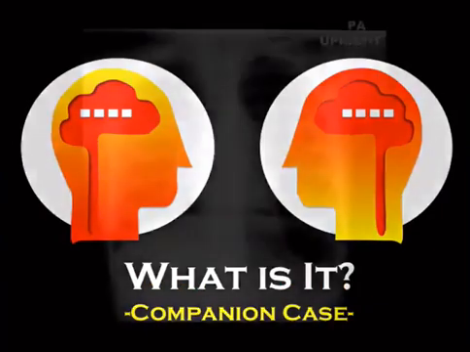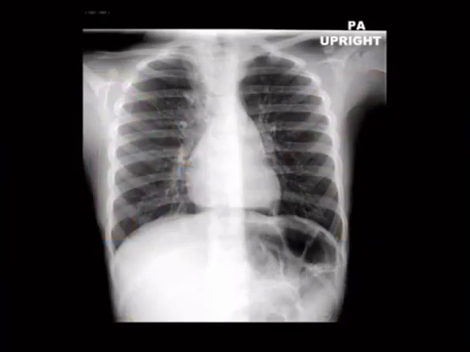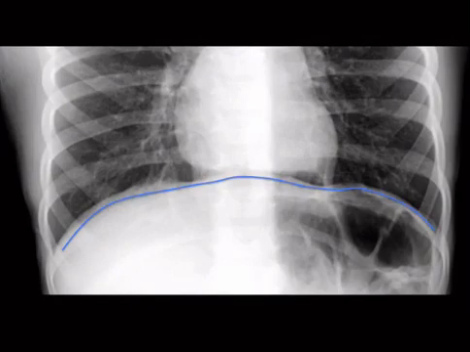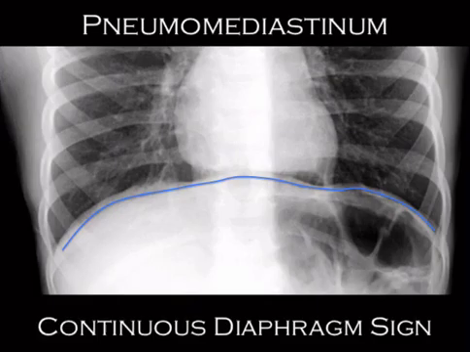All right, so next case, companion case. Remember, that was a pneumomediastinum case. This is another pneumomediastinum case where you've got this continuous diaphragm sign. This is another classic way to show pneumomediastinum. It's obvious when there's air all over in the mediastinum and there's air in the neck and stuff. I wouldn't expect it to be that easy. The tricky ones are the spinnaker sail and the continuous diaphragm.